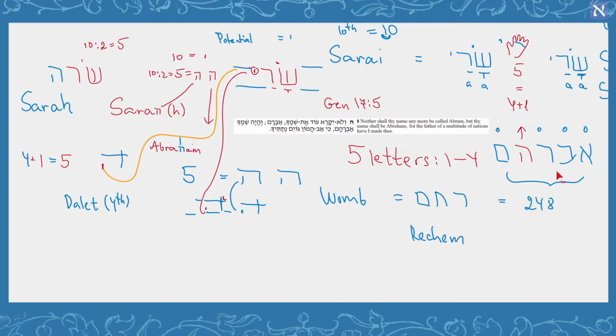ולא ייקרא עוד את שמך אברם. Your name will not be written any longer with 4 letters. This is the original name, Avram, 4 letters. והיה שמך אברהם. The speech from the higher says, your name from now on will be Avraham, with an additional hey, with a vessel. Your name shall not be written any longer with 4 letters, but with 5.